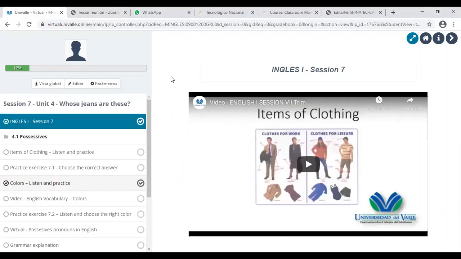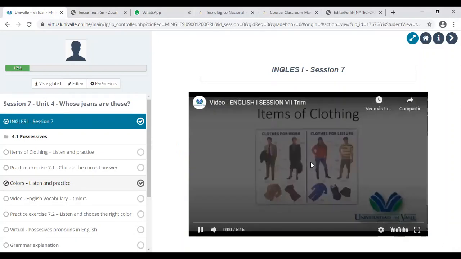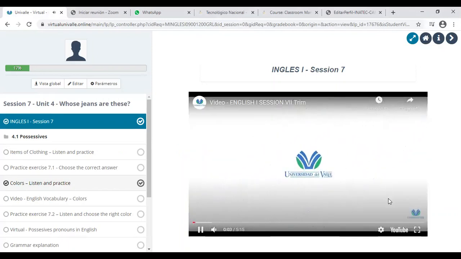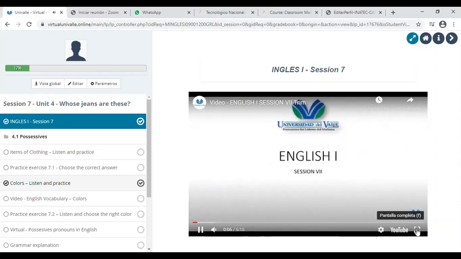For today, we're going to be focused on Unit 4. And as in every single session of English 1, we have an introductory video, whose main objective is to provide us general ideas about the different contents and different activities that we are going to be focused on in this unit, okay? So we're going to play a little bit of our introductory video in order to have an idea what contents we are going to be working on and what kind of activities we are going to be working on.